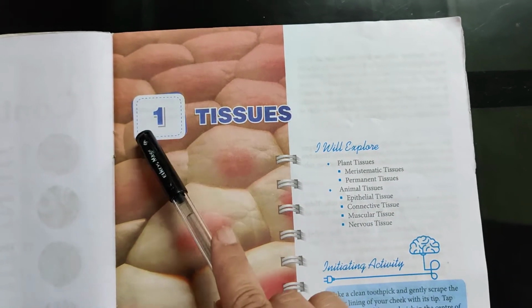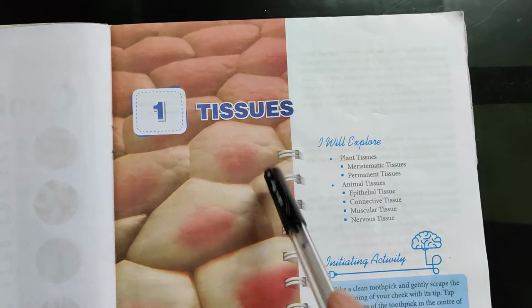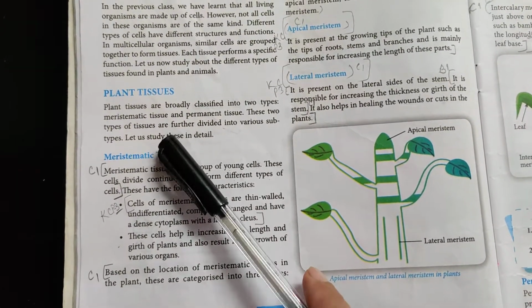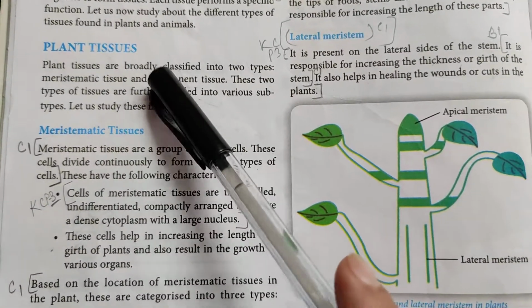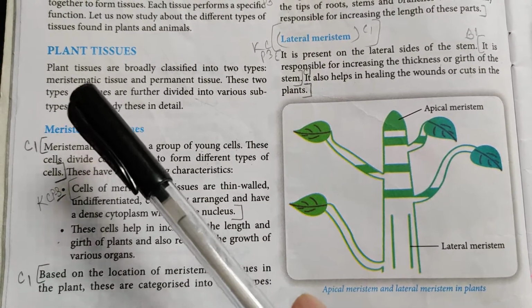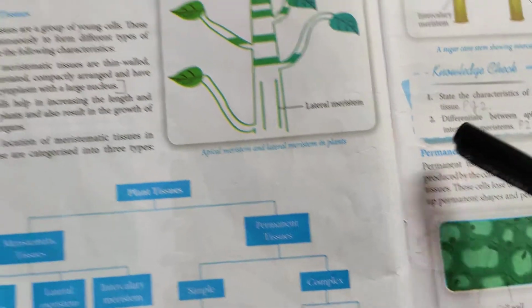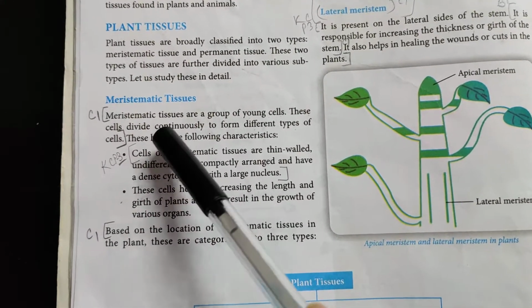Hello children, today I will explain to you the first chapter of biology, tissues. There are two kinds of tissues, plant tissues and animal tissues. I will begin with plant tissues. Plant tissues are broadly classified into two types, meristematic tissue and permanent tissue. Now first we will study about meristematic tissue.